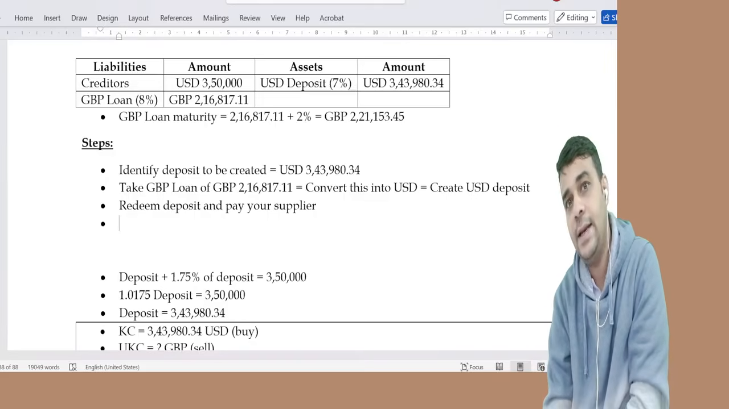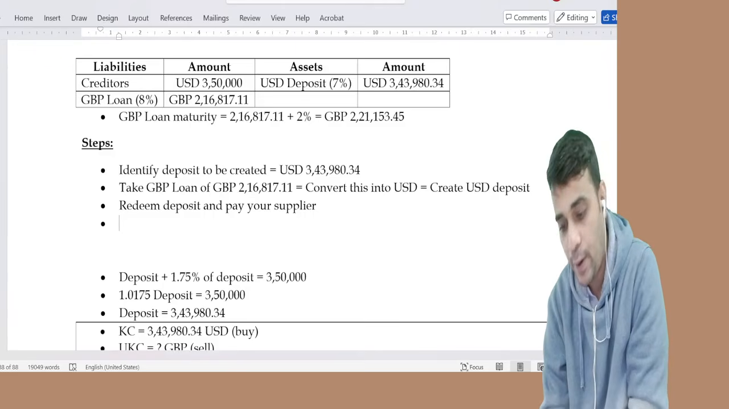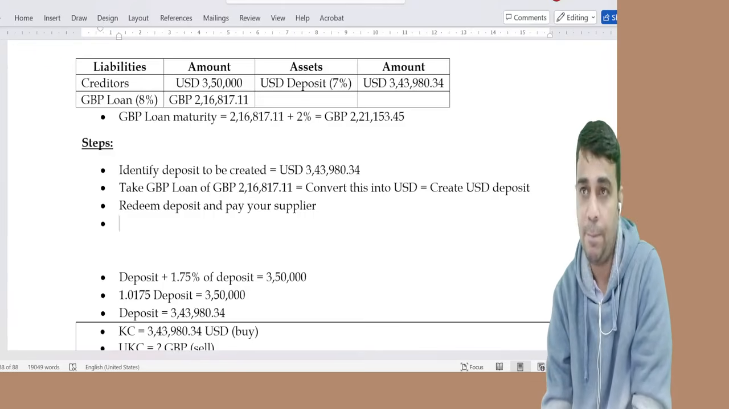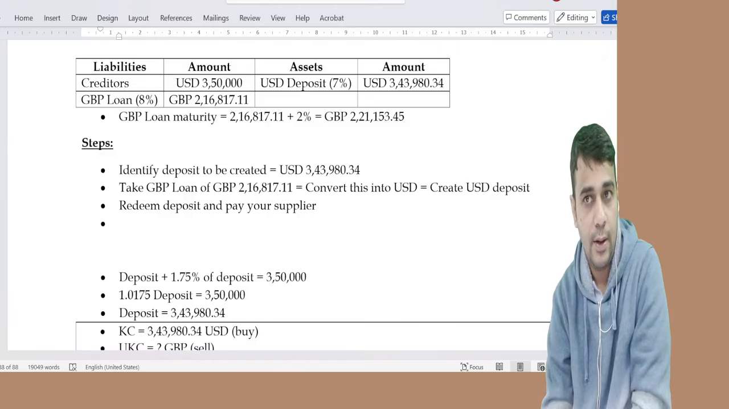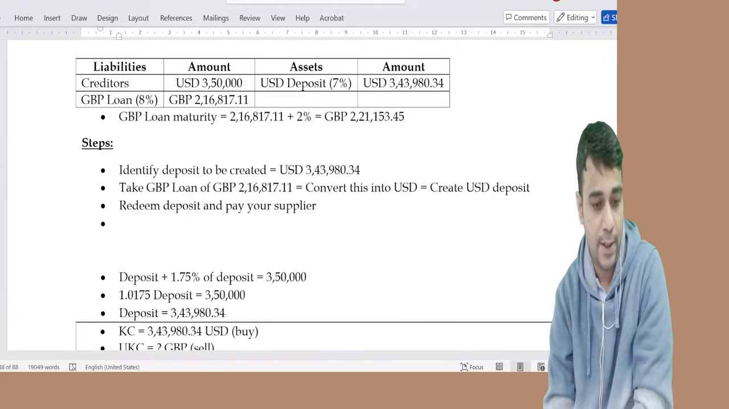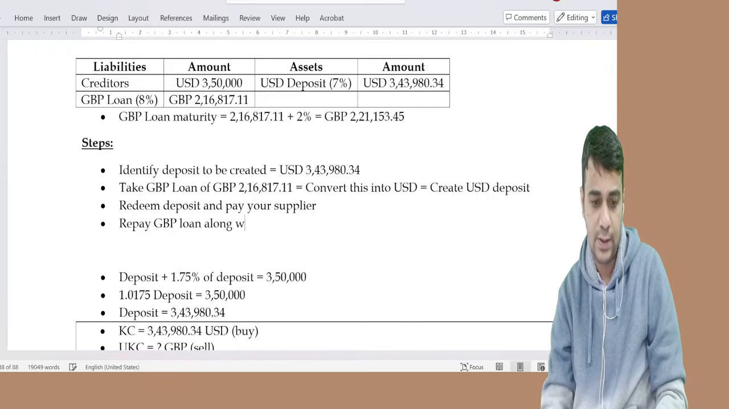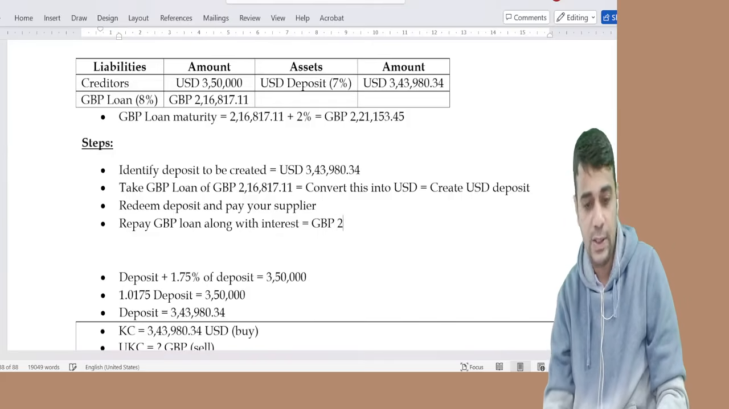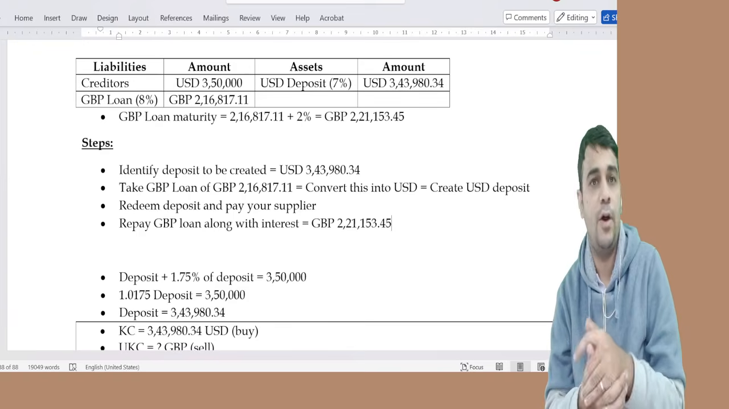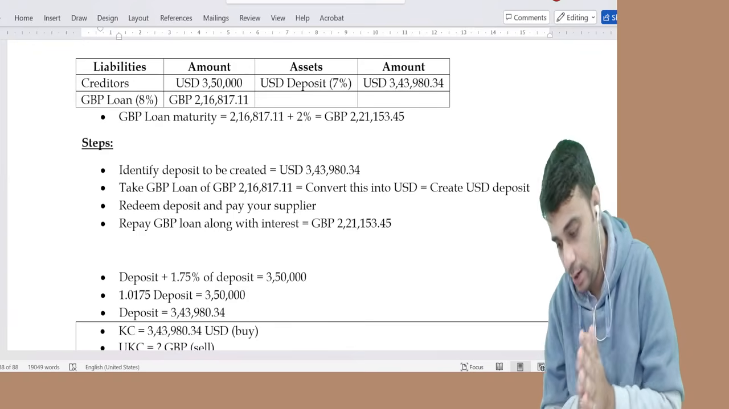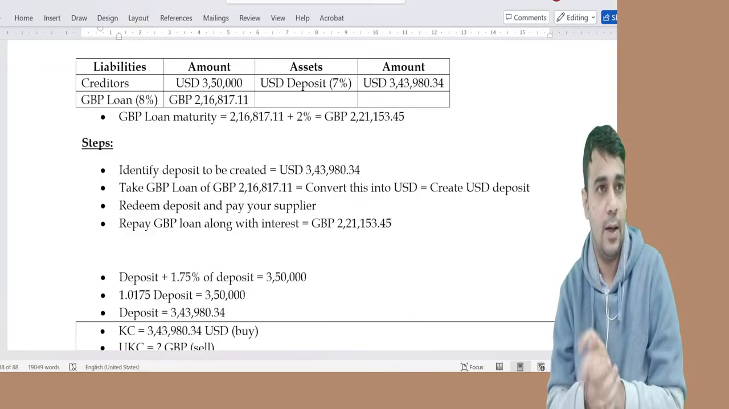This will happen on which day? Day 90. Redeem deposit and pay your supplier. Repay GBP loan along with interest. GBP 221,153.45 along with interest. Clear?